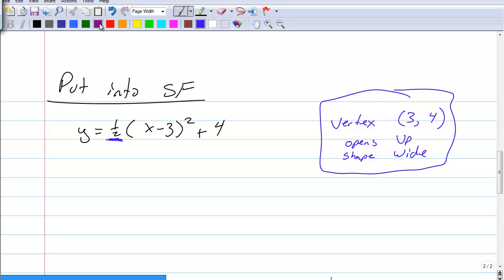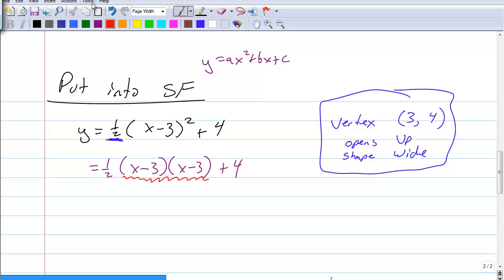So, what we're going to do, remember, standard form is y equals ax squared plus bx plus c. Notice there's no parentheses or anything. So, let's unparenthesize this thing. Now, this says x minus 3 quantity squared. That means 1/2 times x minus 3 times x minus 3, then plus 4. So, with this x minus 3 times x minus 3 here, we can FOIL that out. So, this is going to be 1/2 times, now I'm going to leave the parentheses for a minute, but I'm going to FOIL this out.